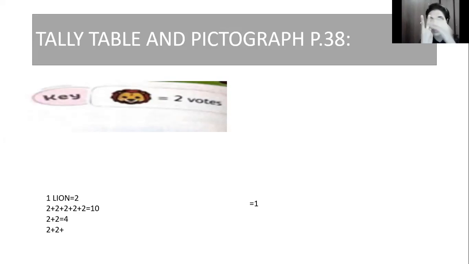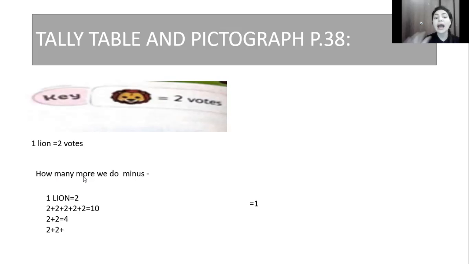The half of 2 is 1. Half of 10, 5. Half of 2, 1. So here's the key, 2 votes. So one face is 2 and one line equals 2 votes.